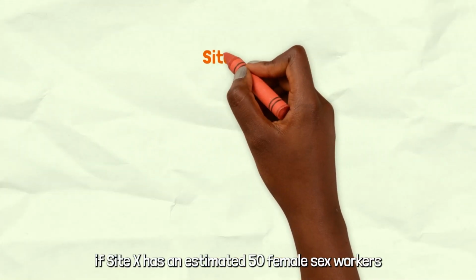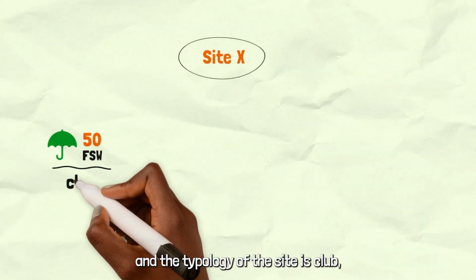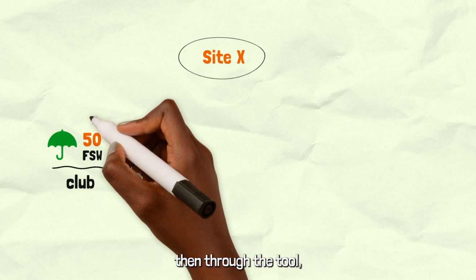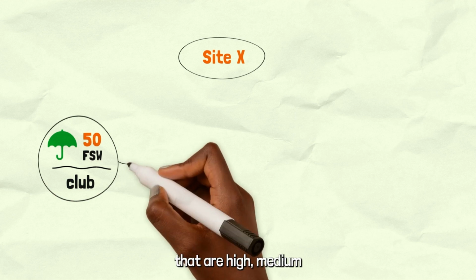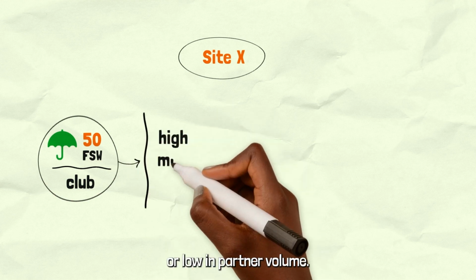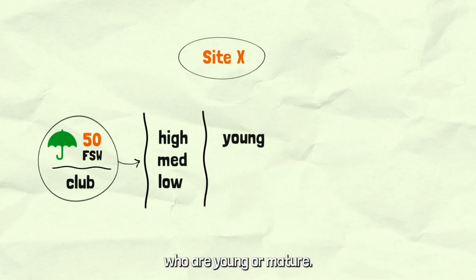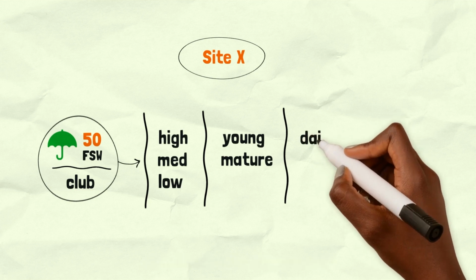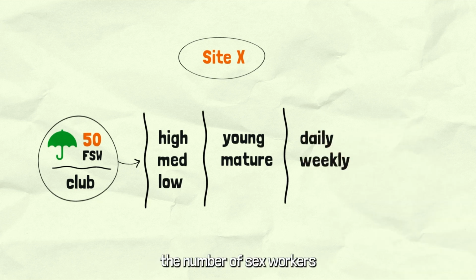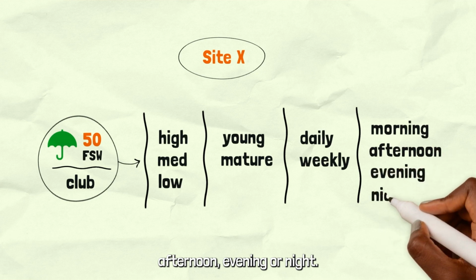For example, if Site X has an estimated 50 female sex workers and the typology of the site is club, then through the tool, the teams list out the number of sex workers among the 50 that are high, medium, or low in partner volume, the number of sex workers who are young or mature, the number of sex workers who visit the site daily or weekly, and finally, the number of sex workers who visit the site in the morning, afternoon, evening, or night.